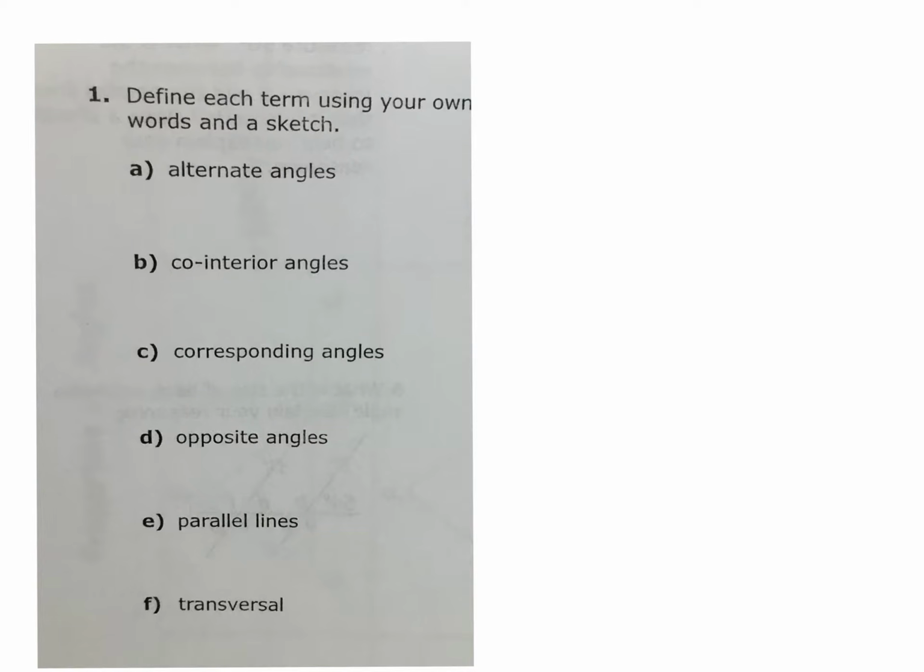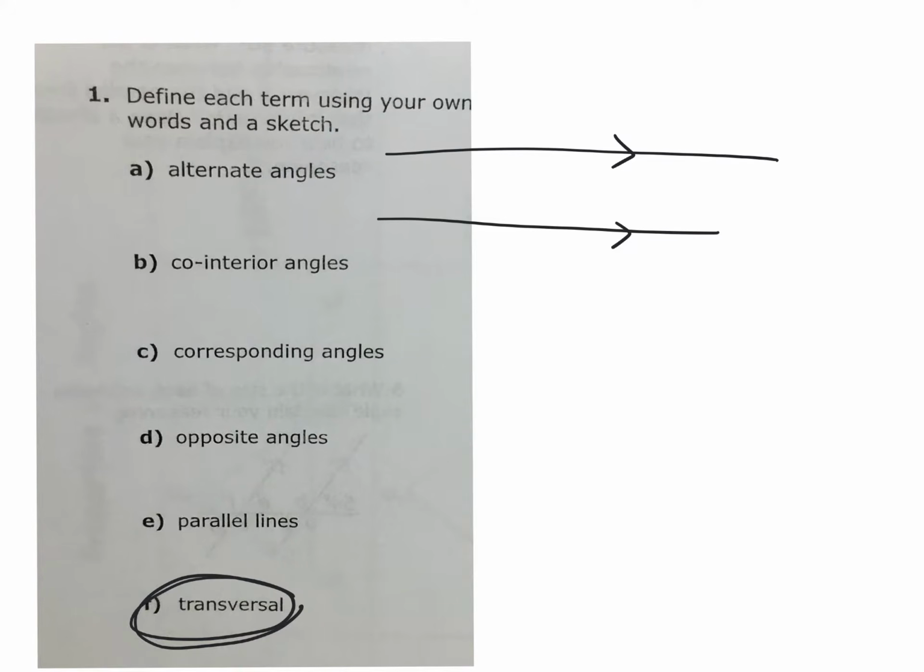We are going to define each term by using your own words and a sketch. All of these angle properties are applied when you have two parallel lines. So I want you to draw two parallel lines. And a transversal is a line that goes through them, like that. That's a transversal, okay? So we can even just label this here. These are parallel lines, and a transversal is a line that goes through the two parallel lines.